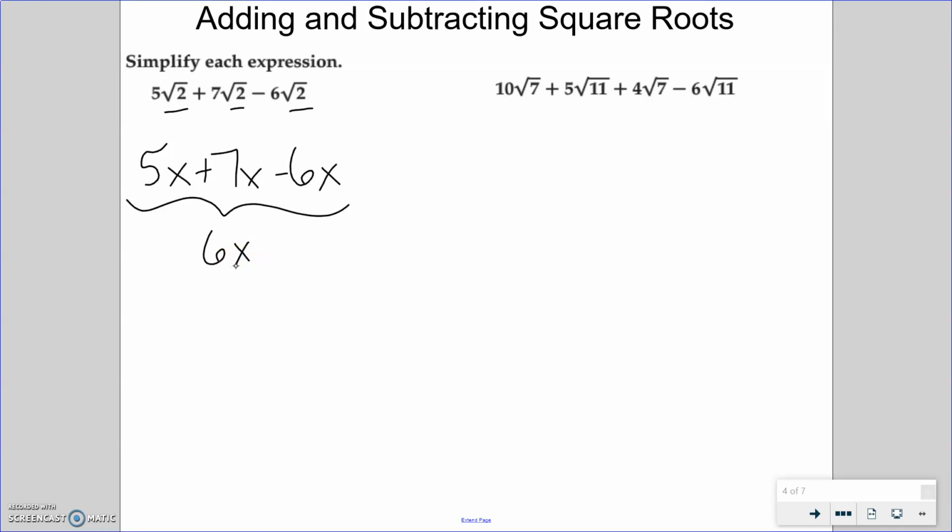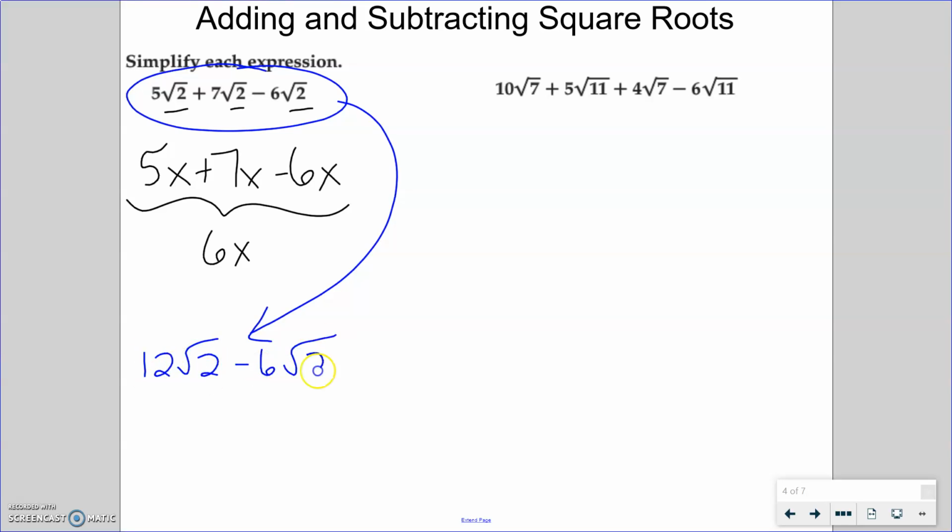So what we do with radicals is kind of the same thing. If they have the same exact square root, we can combine them. 5 square roots of 2 plus 7 square roots of 2 is 12 square roots of 2. But then if I take away those 6 at the very end, I get 6 root 2. So I almost imagine this in my head as I'm doing the calculations.